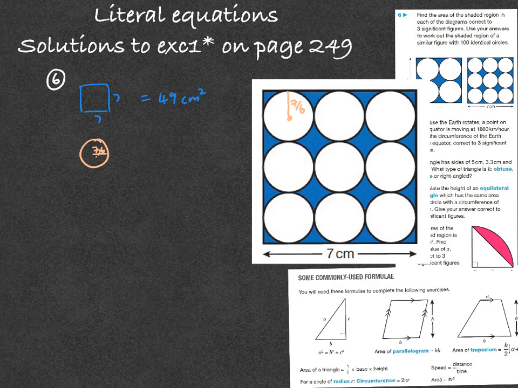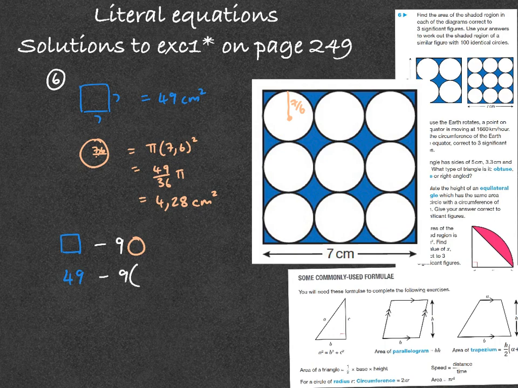Then we've got the circle, the radius is 7 over 6. So that's pi r squared, which is equal to 4.28 centimeters squared. Right, so let's go for it. How would you work out the area? It's the area of the square minus the area of 9 of those circles. Yes, it's 49 minus 9 times 4.28, all those decimals. Yes, and what are we going to get?